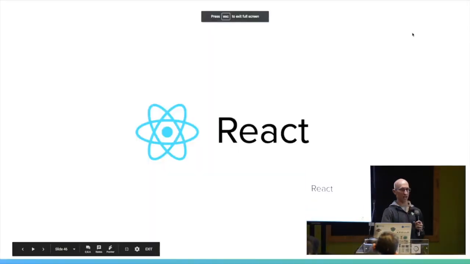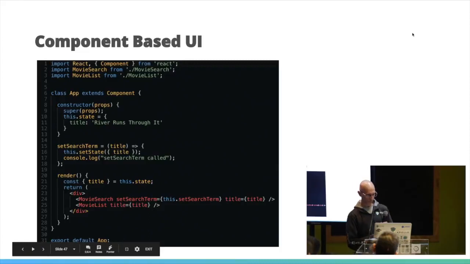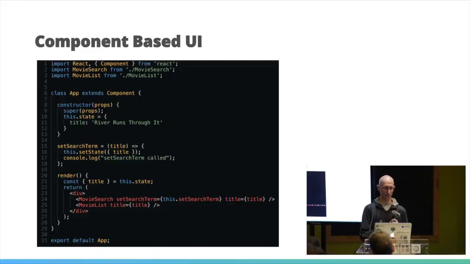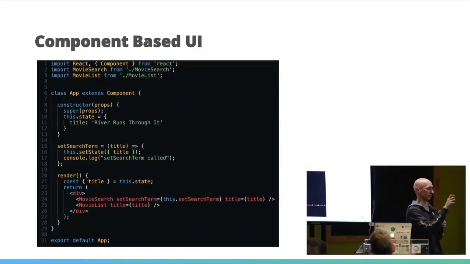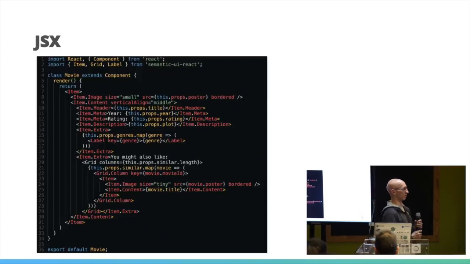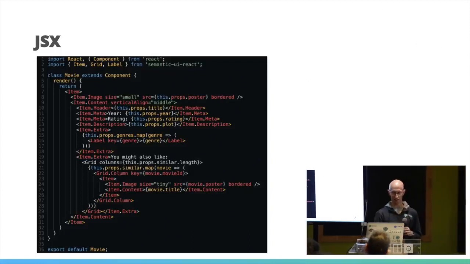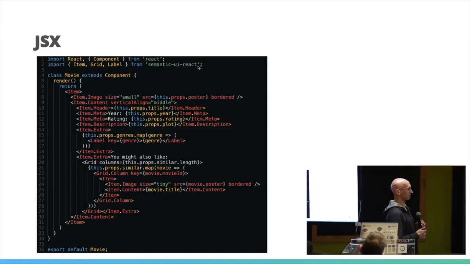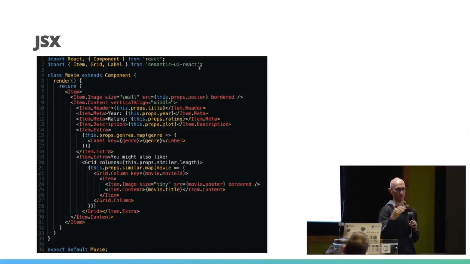Okay, so next I want to look at how we integrate React. So this is what our component looks like for the application that we're going to build. It's reasonably simple. We're just going to say I've got a title at the top of the page, and we're going to build in a movie search component and a movie list component based on what we searched for. We're going to define everything in JSX. And in case you're wondering what these weird tag names are, they're all from the Semantic UI React library. And it's just listing all the different information about the movie.